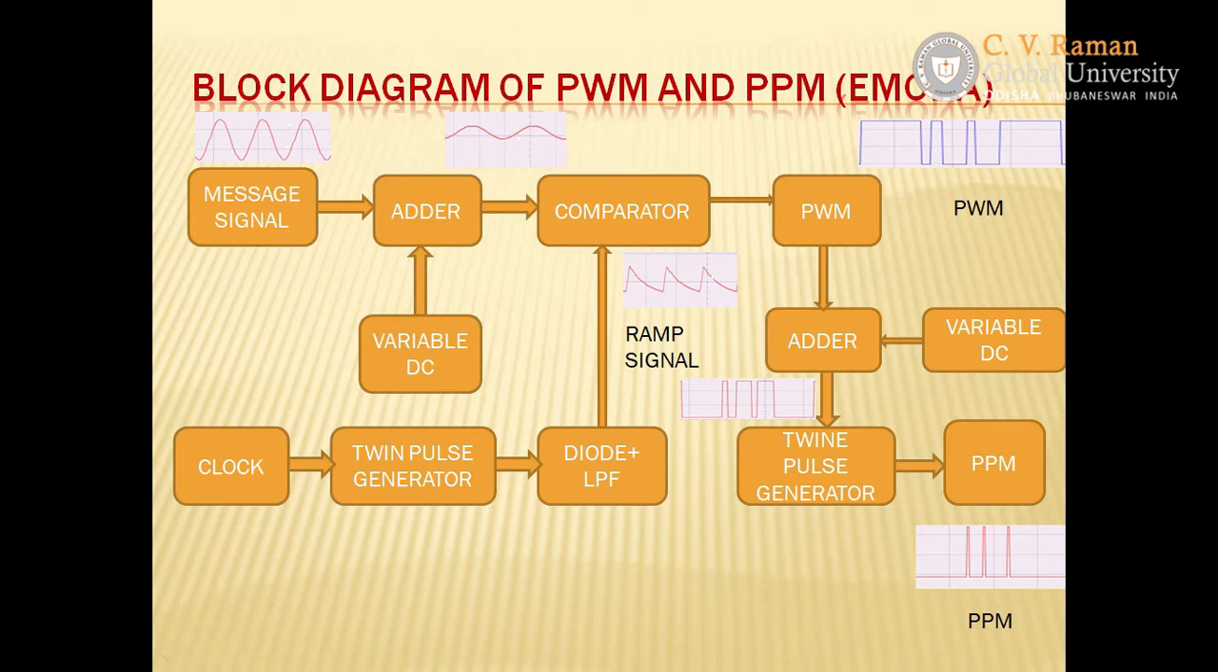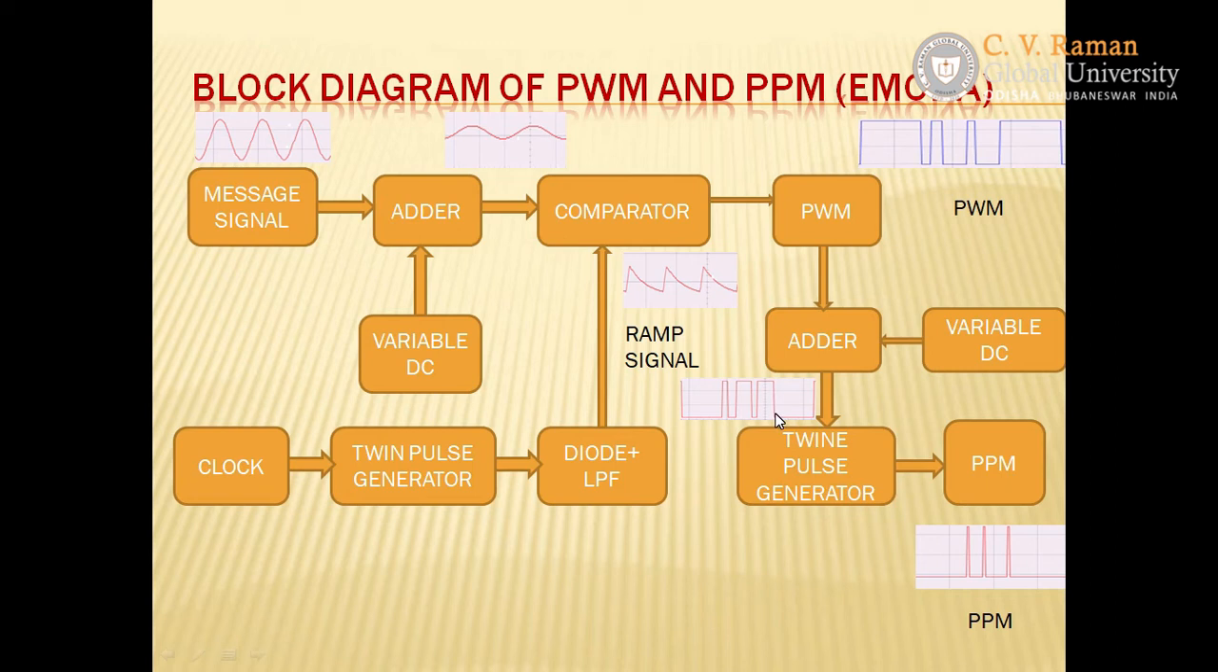So the PWM part is over up to this. Then what we are doing here, theoretically, first we are passing the PWM signal through a differentiator, then an inverter, and again a half wave rectifier. But here, we are passing this PWM signal through an adder, and to this adder we are also giving a variable DC, and if you check, the output of the adder will be an inverted PWM signal.